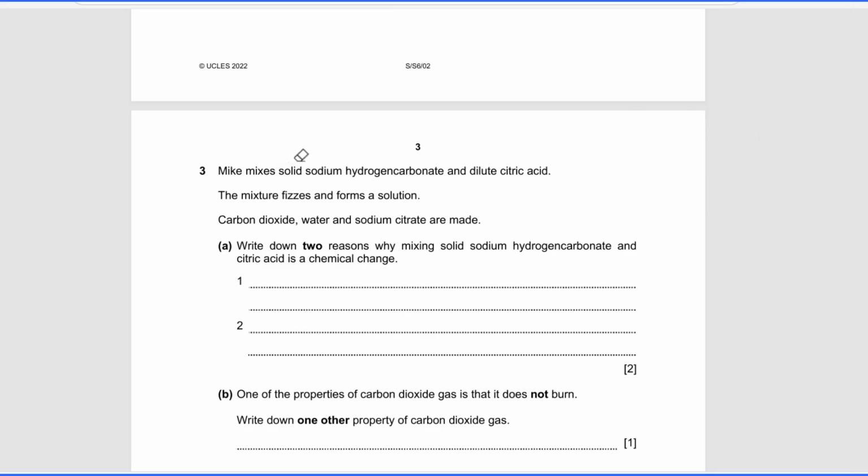Mike mixes solid sodium hydrogen carbonate and dilute citric acid. The mixture fizzes and forms a solution. Carbon dioxide, water, and sodium citrate are made. Question A. Write down 2 reasons why mixing solid sodium hydrogen carbonate and citric acid is a chemical change. 10 seconds.